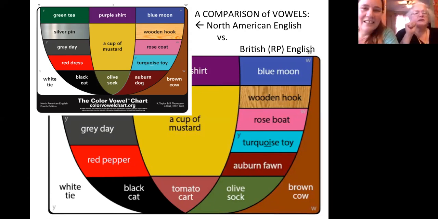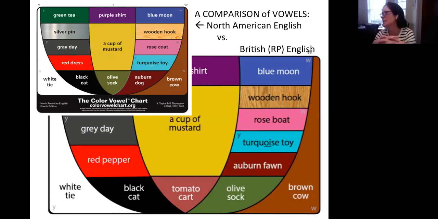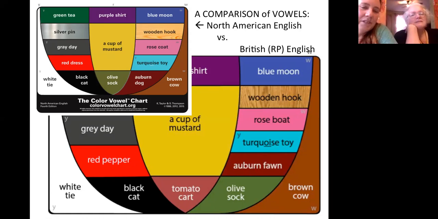It's cup of mustard. Nurse. Nurse. Yeah. For me, it's more purple. Nurse. Rounded. Yeah. Yeah. Nurse. But they had nurse. Yeah.